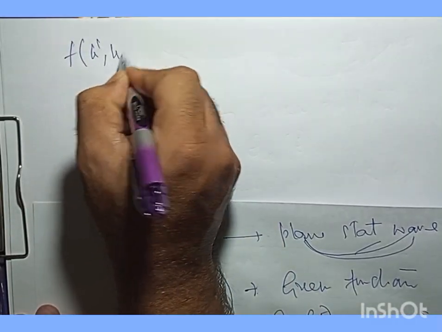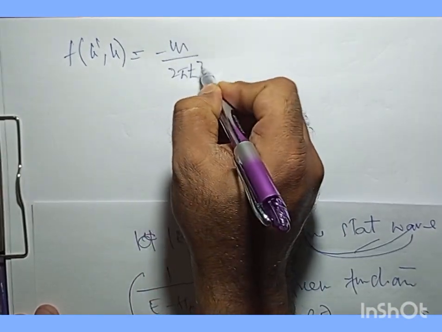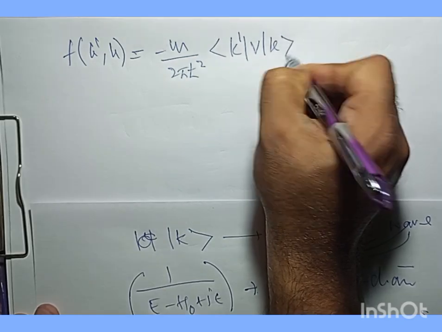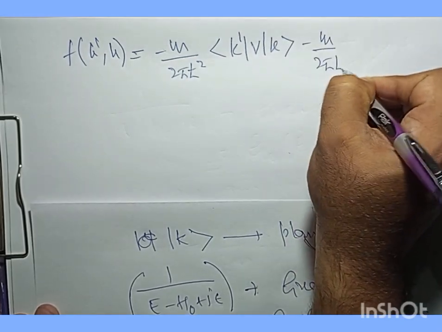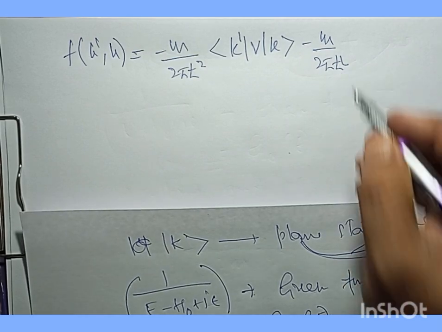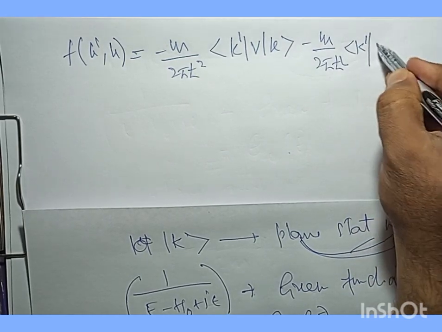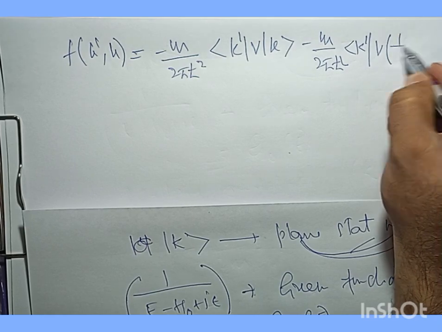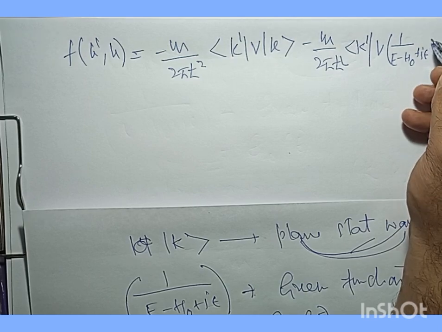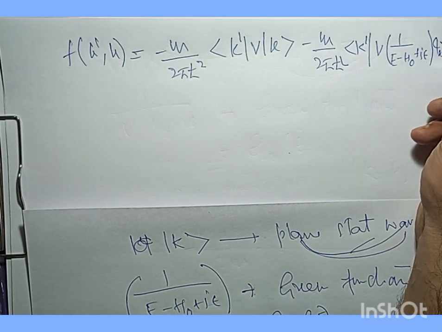f of k dash k equals minus m by 2 pi h bar square, then k dash v and k minus m by 2 pi h bar square, then what's left is k dash, then v of 1 by E minus H naught plus i epsilon, close, and psi of k.